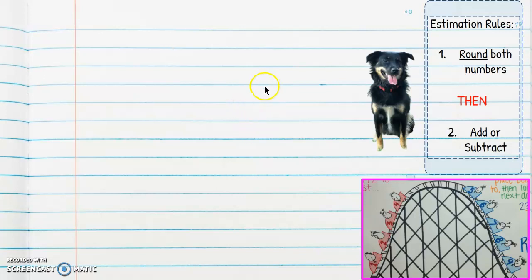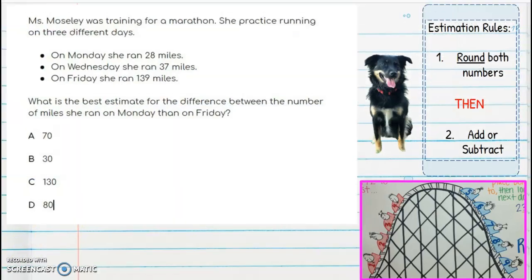Now that we have all of our tools, let's go ahead and take a look at our question. Miss Mosley was training for a marathon. She practiced running on 3 different days. On Monday, she ran 28 miles. On Wednesday, she ran 37 miles. And on Friday, she ran 139 miles.